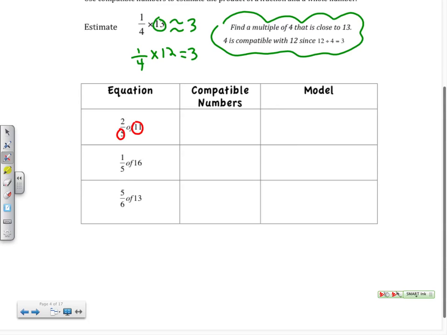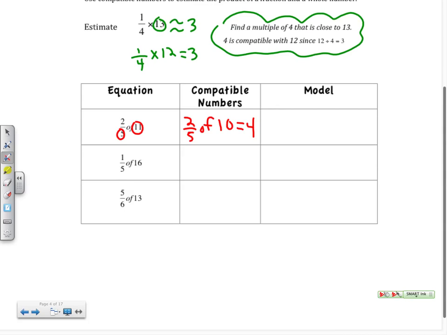They are not compatible. 5 will not divide 11 evenly. But 5 will divide 10 evenly. So 2/5 of 10 is 10 divided by 5 is 2, and 2 times 2 is 4.